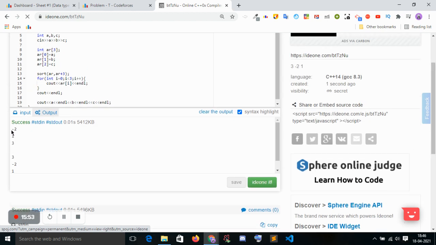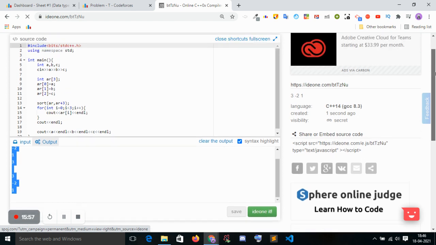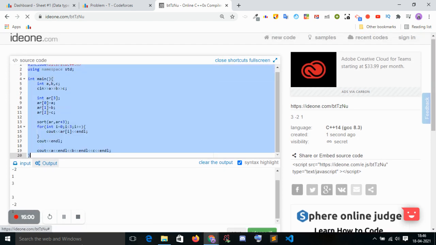Okay. This is the printing that I have done. Minus 21, 3, minus 21. Okay, this one is correct. You can submit it. So let's try your own.